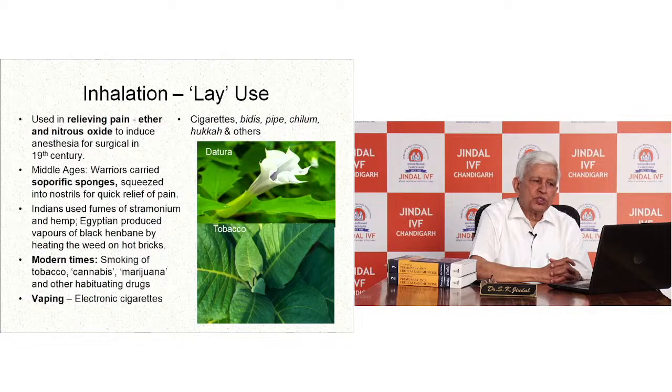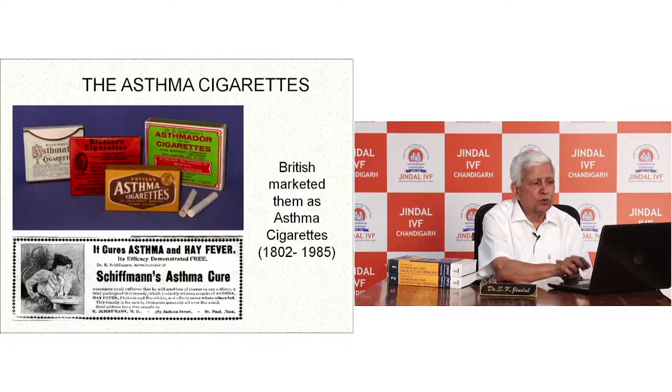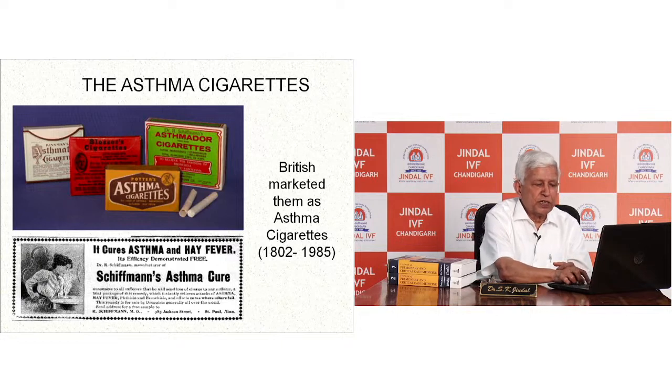Tobacco, of course, has been used as cigarettes, bidis, pipe, chillum, hookahs and so on. Many different forms of tobacco have been used in particular in this country as well as in Southeast Asia. A more modern development regarding the treatment of airway disease came in the 19th century when asthma cigarettes were used. You can see here the advertisement for different kinds of asthma cigarettes, which were marketed for almost 200 years in Europe, in particular in Britain.